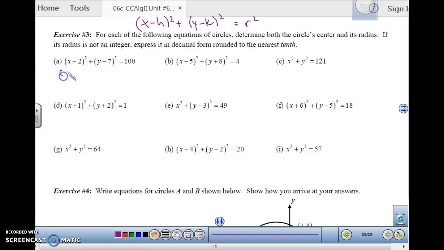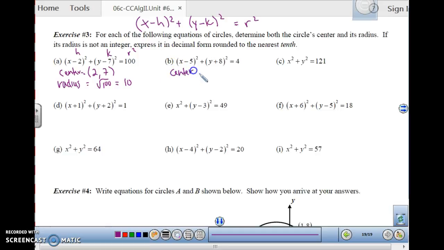What's my center? That will be my h and my k. So this is h, this is k. Following the formula, remember, it's always opposite sign. Since this is minus, it's going to be plus 2. If this is minus 7, that means it's going to be plus 7. Center's at 2, 7. And my radius, this is r squared, so that means that r is going to equal the square root of 100, which is 10. Look at that. Done.